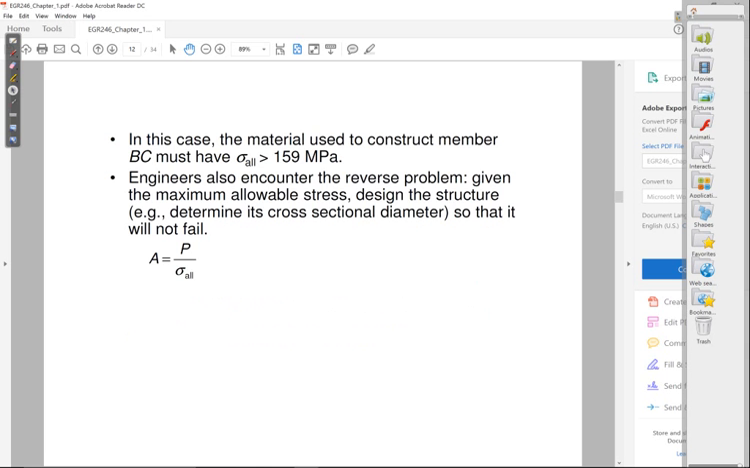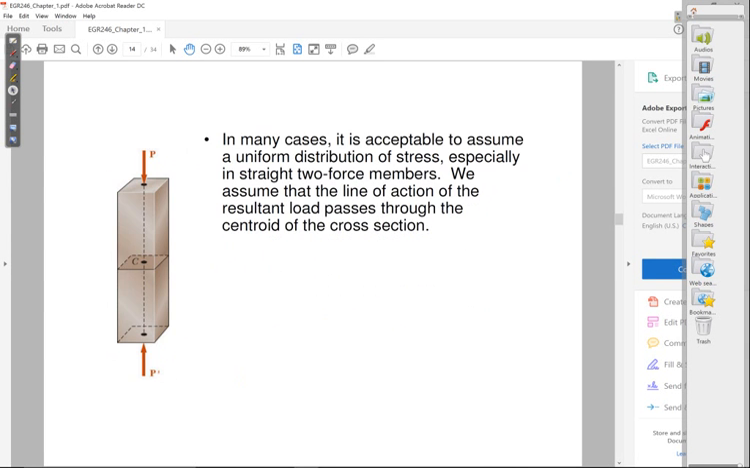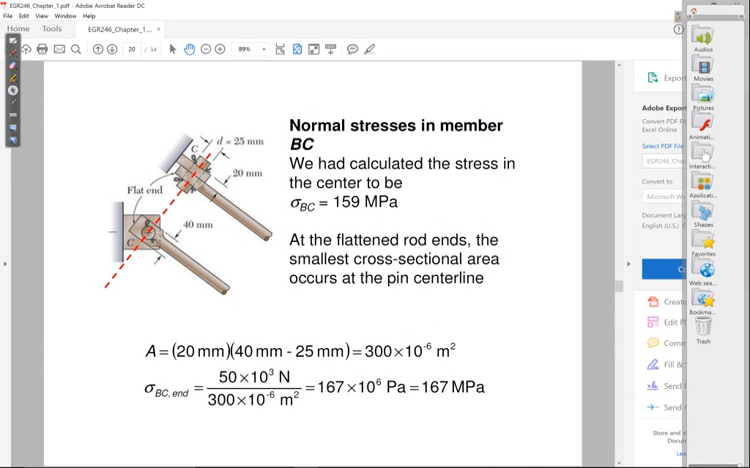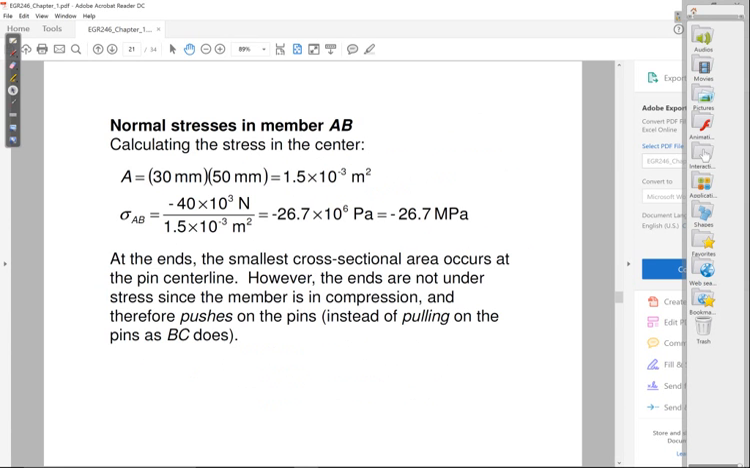And what you can do is go ahead and calculate the stress in the other member. I'm sorry, member AB. Member AB was the member that was in compression. The area in that member was rectangular, so it's 30 millimeters times 50 millimeters, which gives you an area of 1.5 times 10 to the negative 3 meters squared. The force, remember, is compressive, so it's a negative 40 times 10 to the third newtons, giving you a stress in member AB of negative 26.7 megapascals.